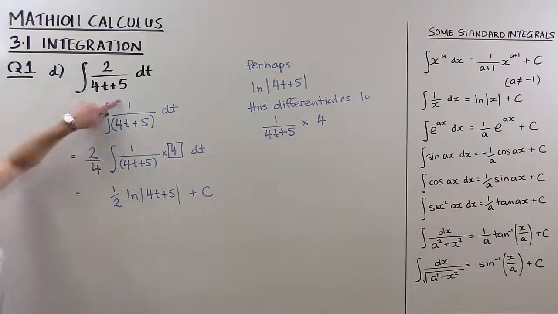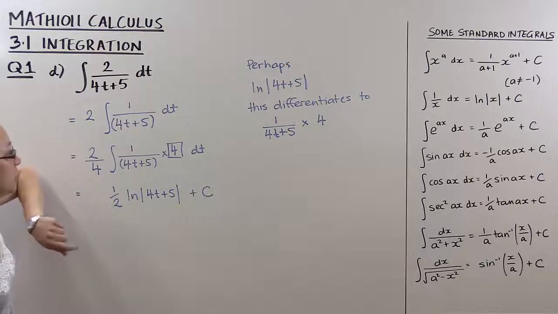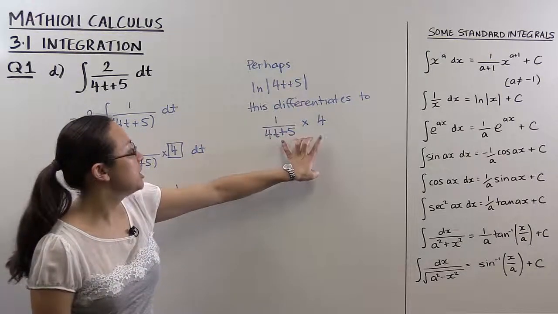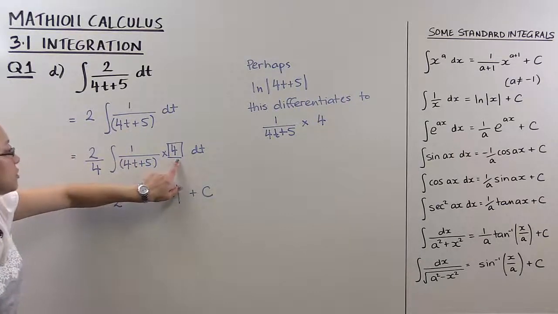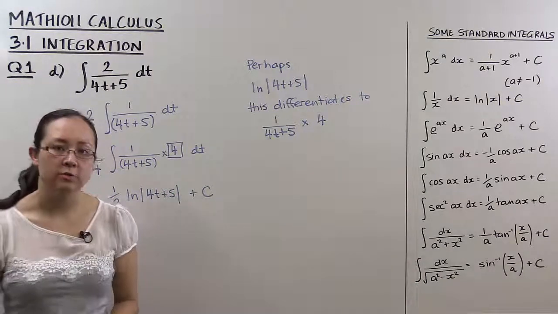So we can see it's 1 over a function, and I know 1 over a function anti-differentiates to a logarithm, but we just have to be careful reversing the chain rule, because the logarithm actually differentiates to 4 times as much, so we need to make sure there's 4 times as much there so we can anti-differentiate it to ln of 4t plus 5.